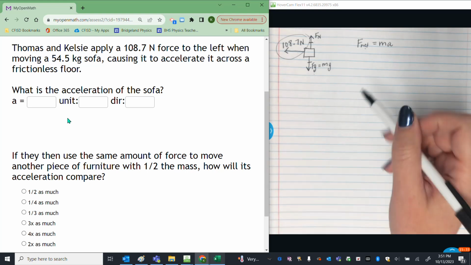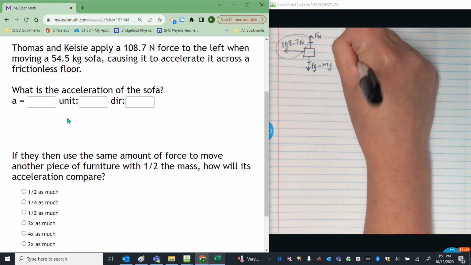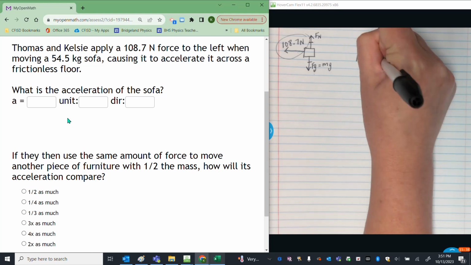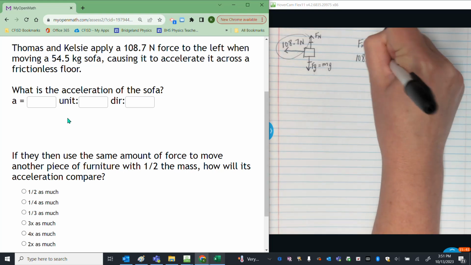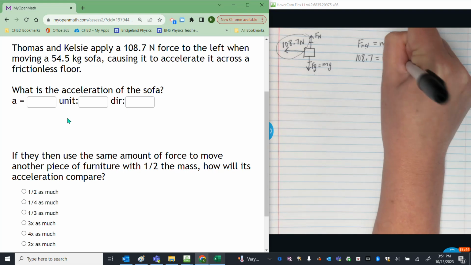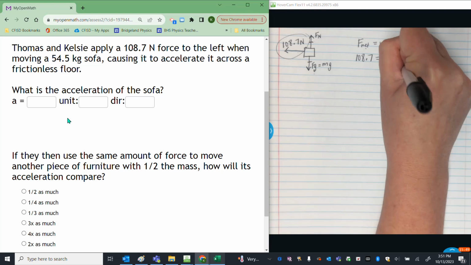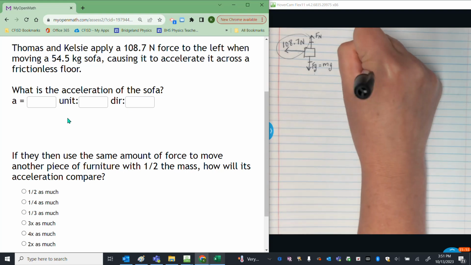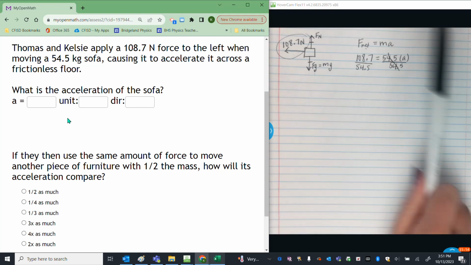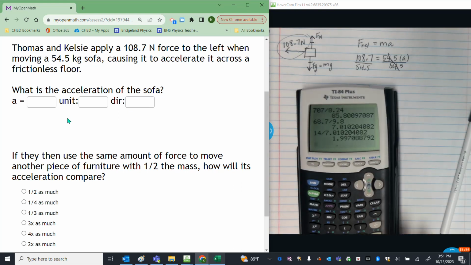So let's go ahead and plug these numbers in. 108.7 equals, my mass is 54.5 times A. And again, if I want to solve for A, I'm going to divide both sides by 54.5. That's going to cancel it here, and then that's what's going to go in my calculator. 108.7 divided by 54.5 gives me an acceleration of 1.9944, and it keeps going, but this one will be 1.99 to 2 decimals.